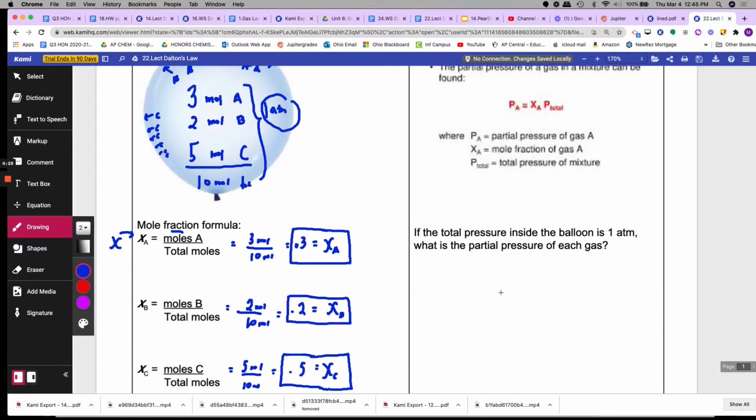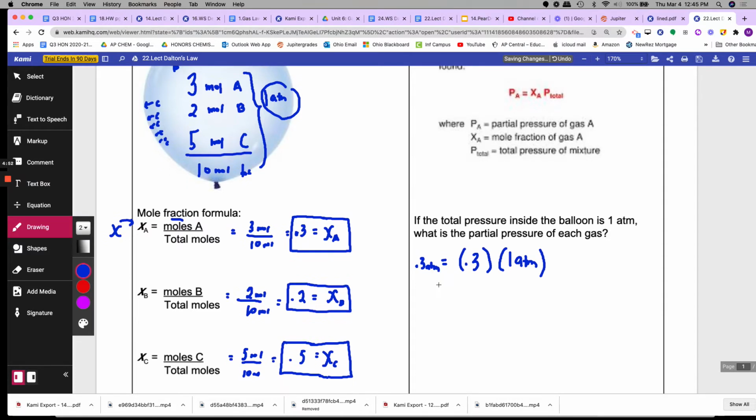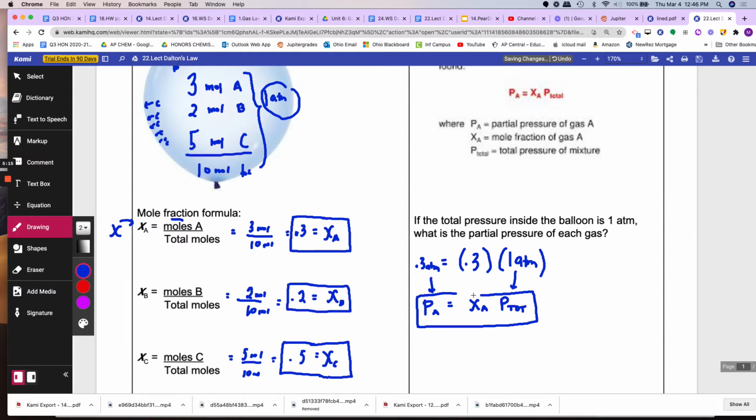Well, if the total pressure is 1 atm, and A is 0.3 of that 1 atm, that's the mole fraction, then the pressure of A would be 0.3 atm. So what I've taught you is called the partial pressure due to A. To get the partial pressure due to A, you get the mole fraction of A, in this case 0.3, and you multiply it by the P total. This is the total pressure. So this is the formula for getting the partial pressure.